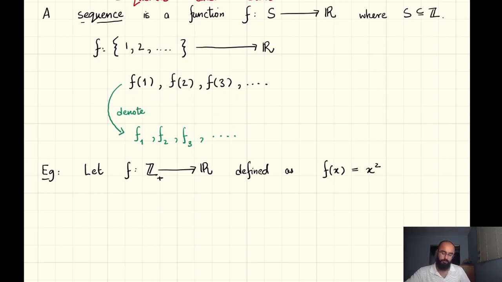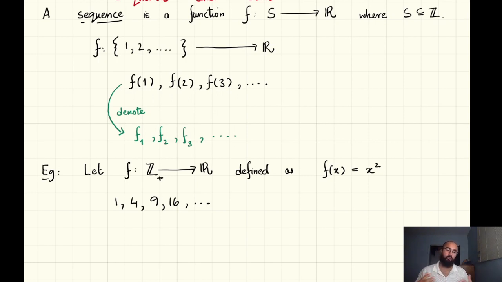So we want to write that as a sequence. If I start from the positive integers, the first positive integer is 1, so the first term in my sequence is 1. Now the second positive integer is 2, and then the second term in my sequence is not 2 but the square of 2, because my function squares each term. So it would be 4, and then 9, and 16, and so on.